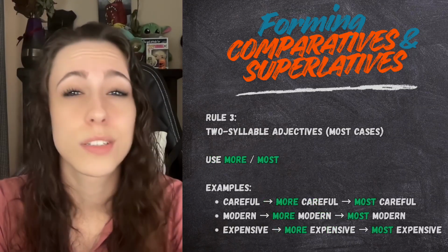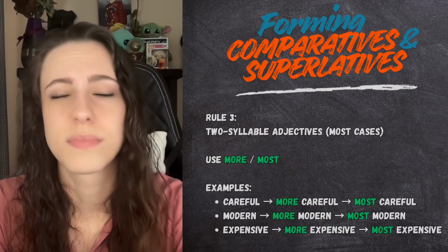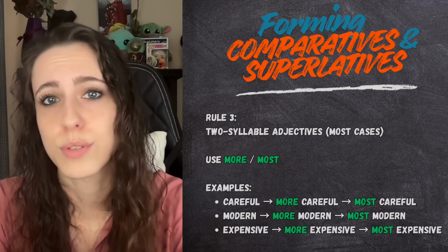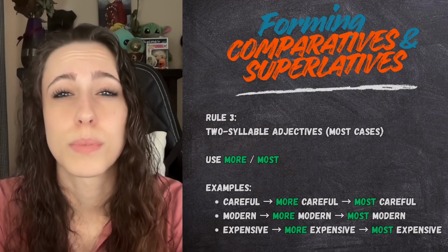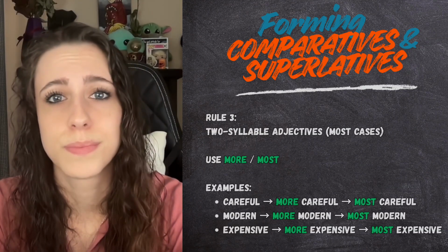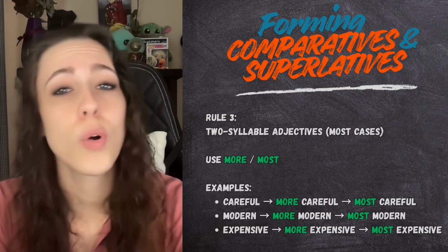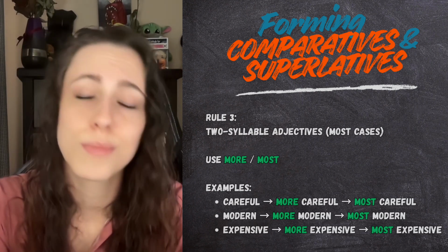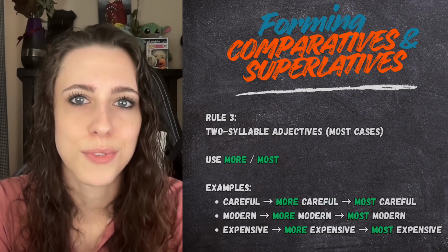Rule 3, the two-syllable adjective. This is in most cases. We're going to add more and most. Let's have a look at some examples. Careful, more careful, most careful. Modern, more modern, most modern. And expensive, more expensive, most expensive.